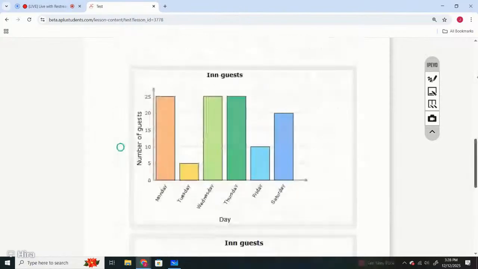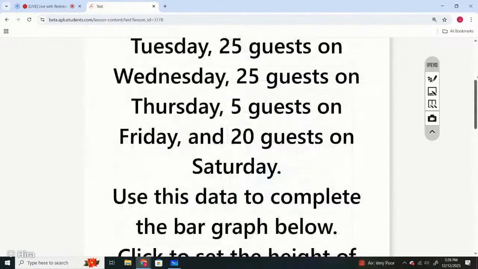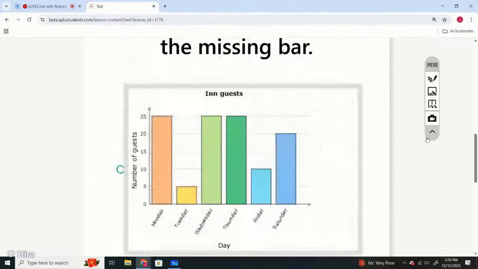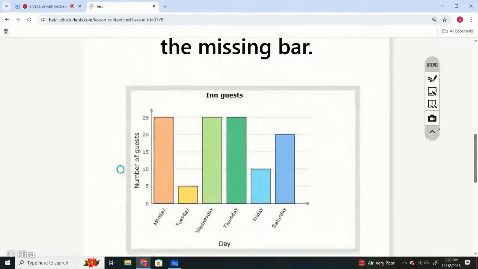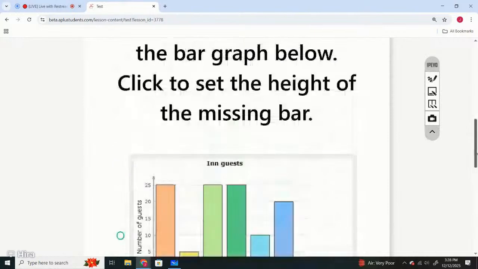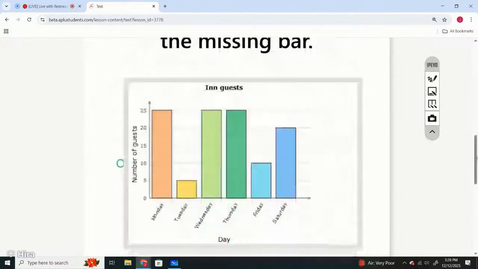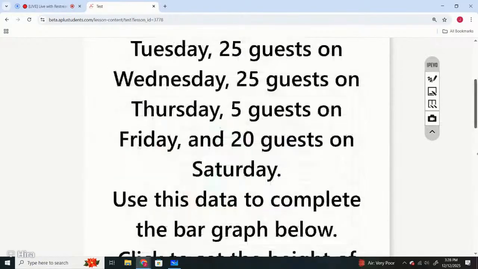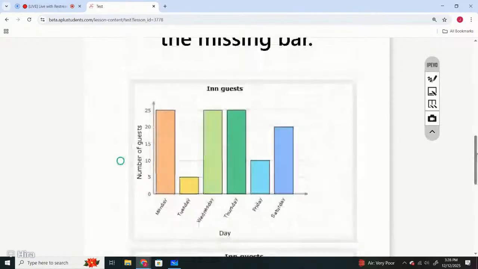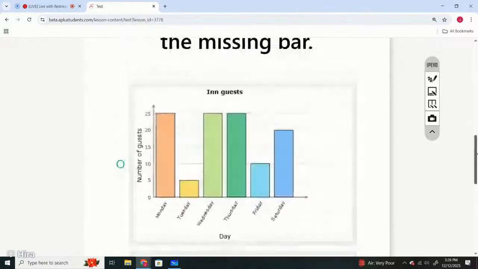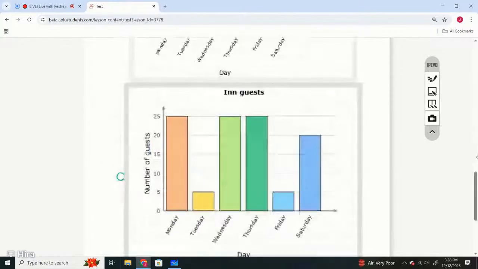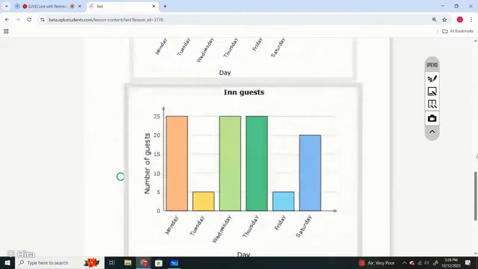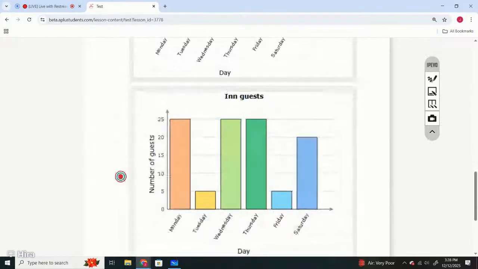25 guests on Monday, 5 guests on Tuesday. I'm just matching these values. 20 on Monday, 5 on Tuesday, 25 guests on Wednesday, 25 guests on Thursday, 5 guests on Friday. That isn't the correct option. Here you have 5 on Thursday and 20 guests on Saturday. Option number 2 is the correct option.